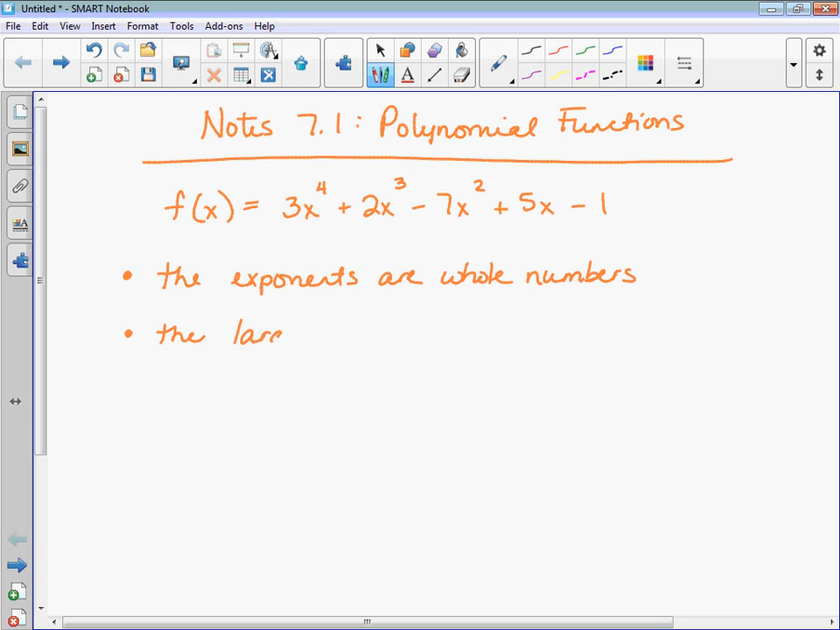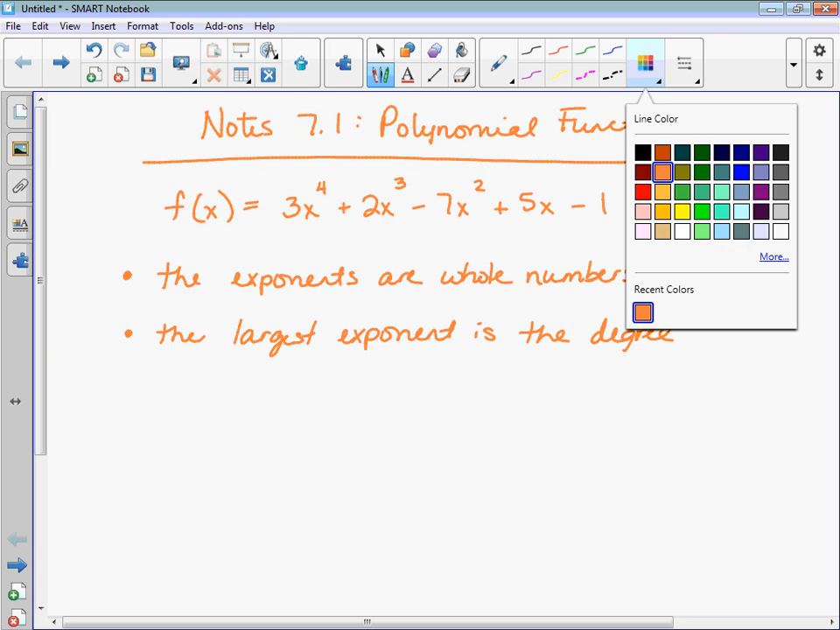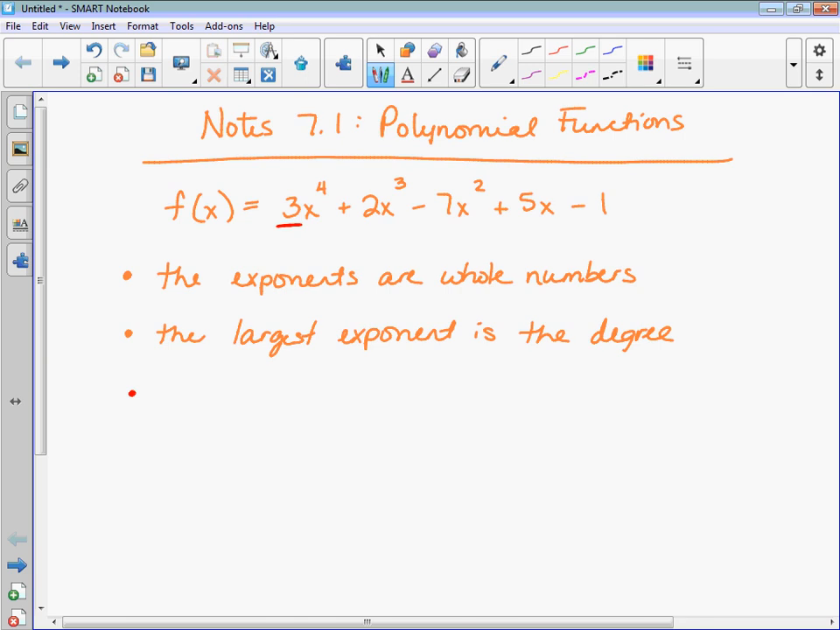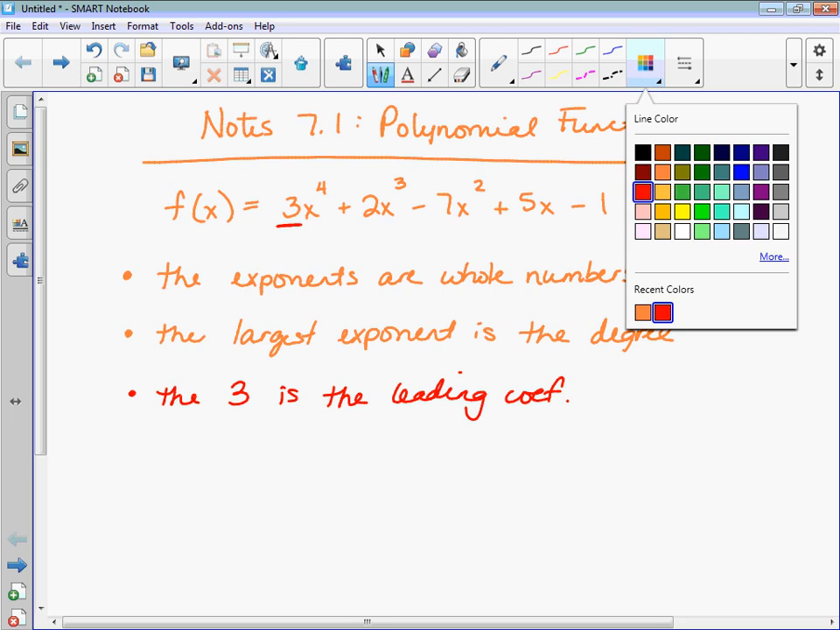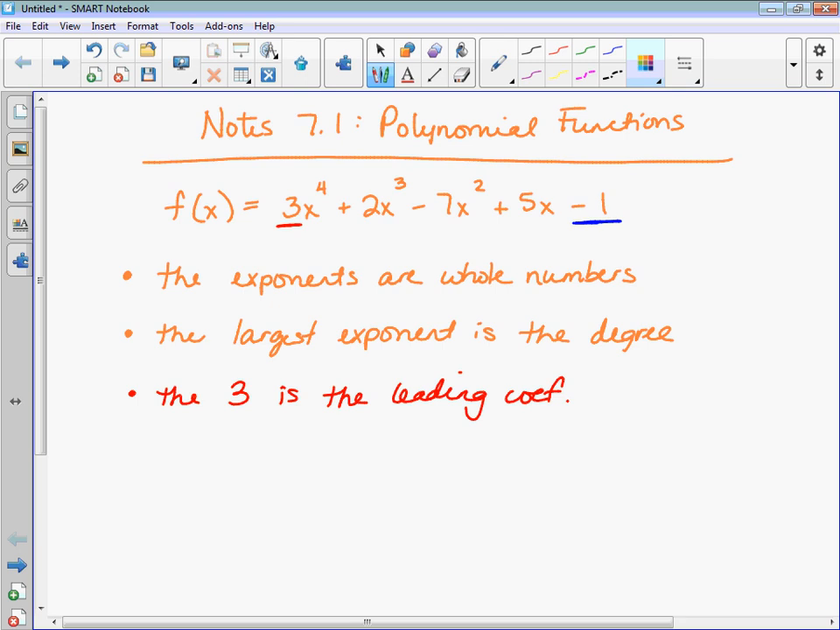The largest exponent is the degree. Okay, for class here, the 3 is the leading coefficient. And the negative 1 is the constant.